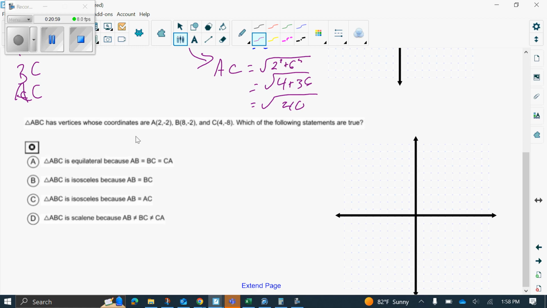Yep. And so now for this second one, it's the same idea. We sketch it out. So 2, -2, 8, -2.